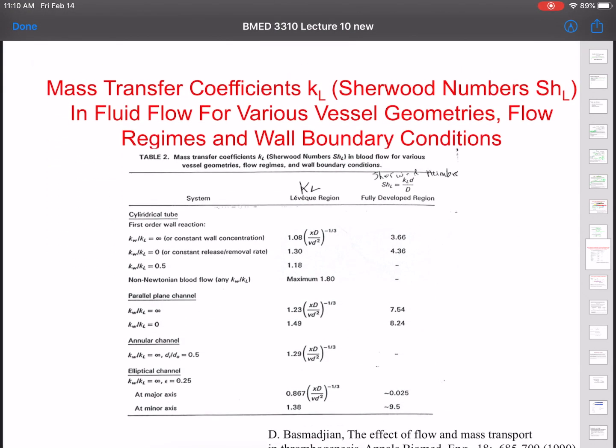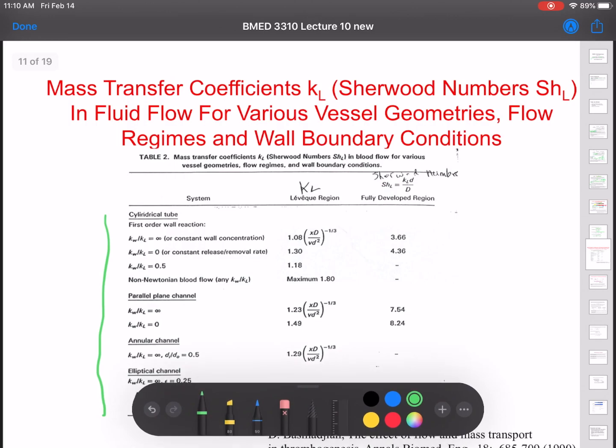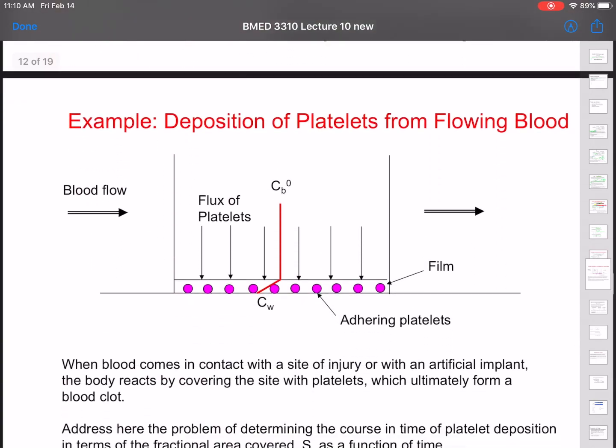All right. Now here she's just giving you a table of different values for these. So you can look for a cylindrical tube. You can look for different values of the production versus L and find KL or the mean. This is the entry region. This is the fully developed region. Okay, so that's all that is.